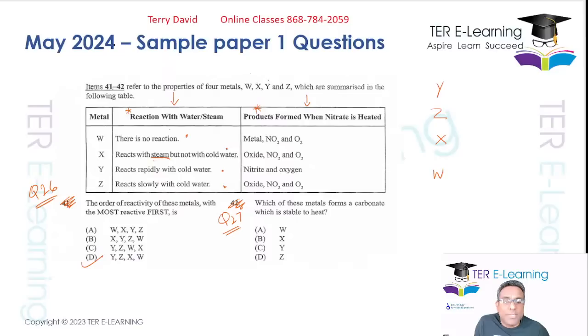What about the next one here? Question 27. Which of these metals forms a carbonate which is stable to heat? So this question is testing your concept about metals, right? That's what it's doing.